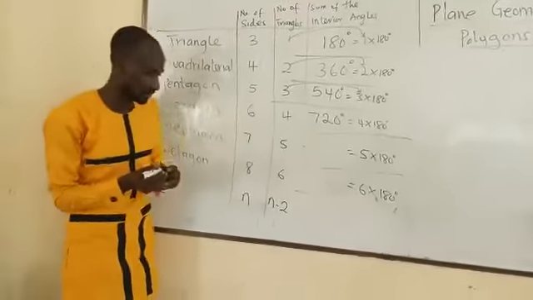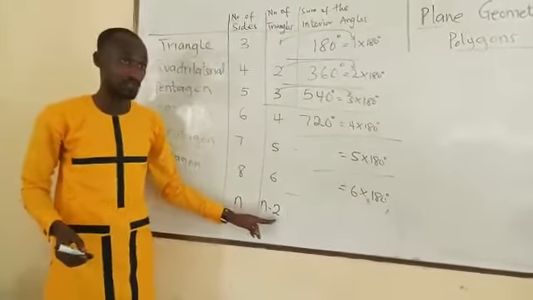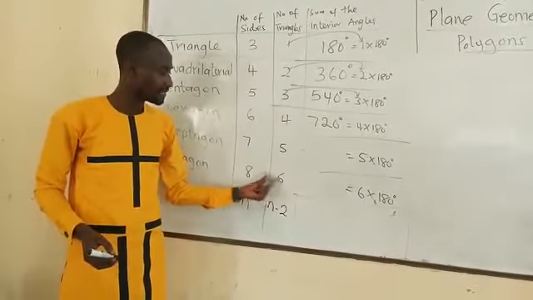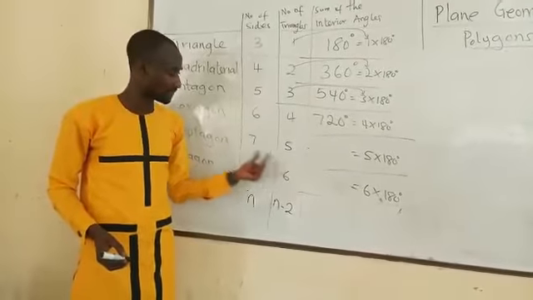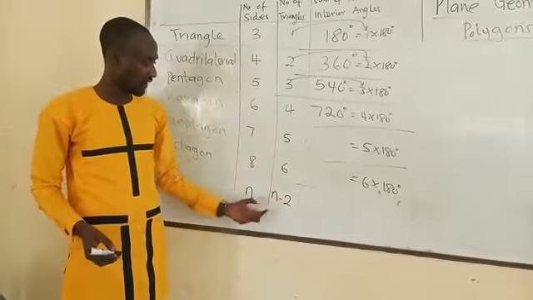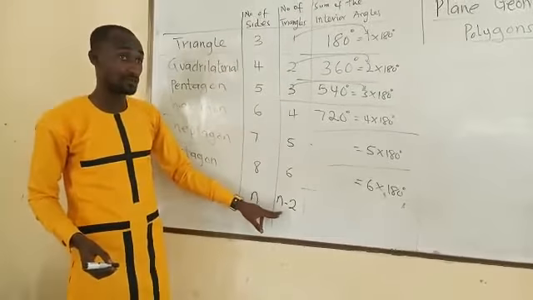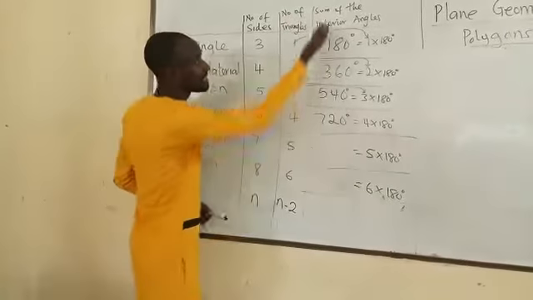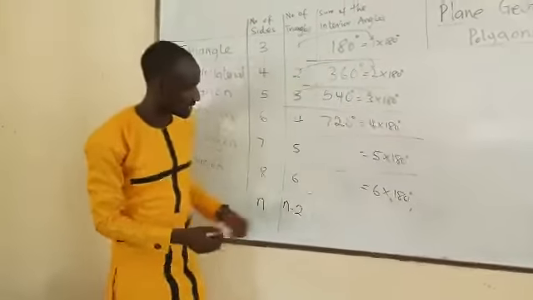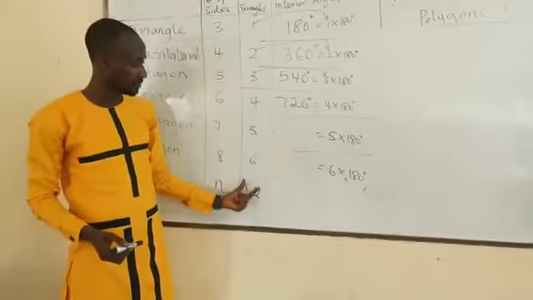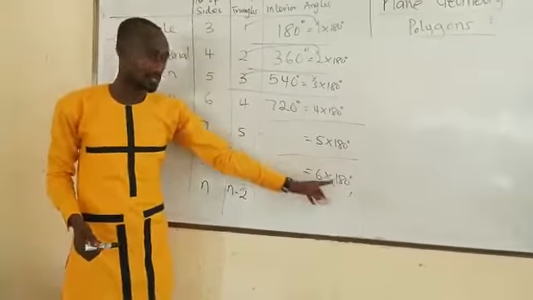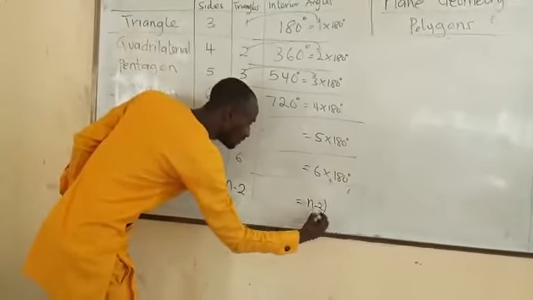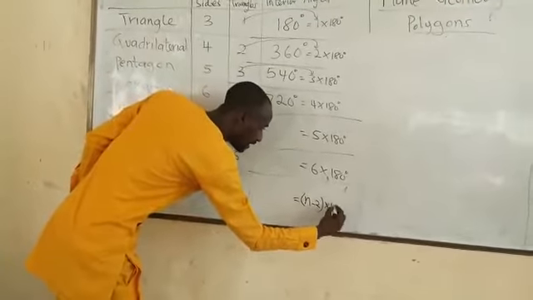Let's check. Assume the sides are 50. 50 minus 2 gives us 48. Here 8 minus 2 gives us 6. 7 minus 2 gives us 5. So if I get the number of sides and subtract 2 from it, that will give me the number of triangles. And we want to come out with the sum of the interior angles of a regular polygon. We saw that the number of triangles is always multiplied by 180. So from here, this is going to be n minus 2 multiplied by 180.